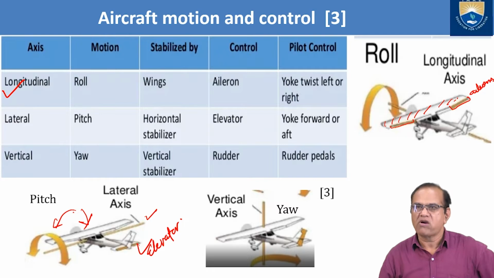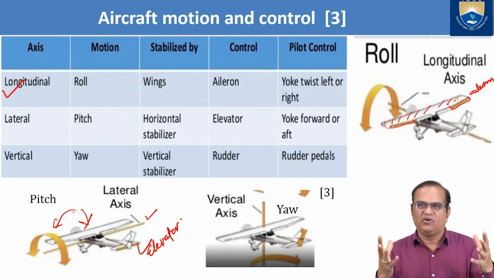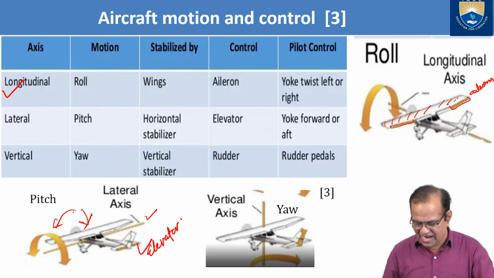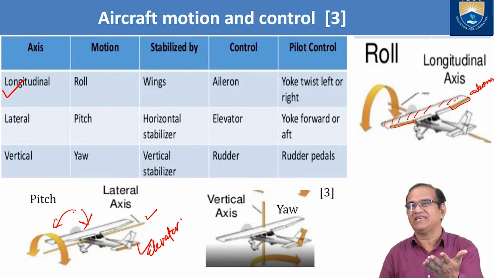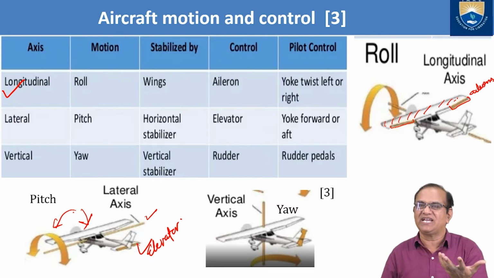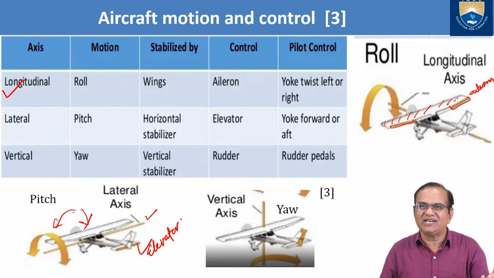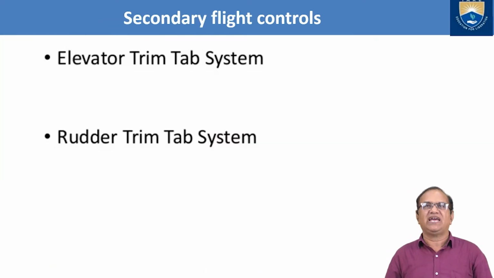Now, I have covered this thing, and I have made a tabulated form here. This will be very useful to understand the concept of the aircraft motion and the control, and also stability, because here it shows stabilized by. So this stability is also maintained. The wings are used for the longitudinal stability, horizontal stabilizers are used for lateral stability, and the yawing stability is achieved by the vertical stabilizer or the vertical fin, which is used in the aircraft.